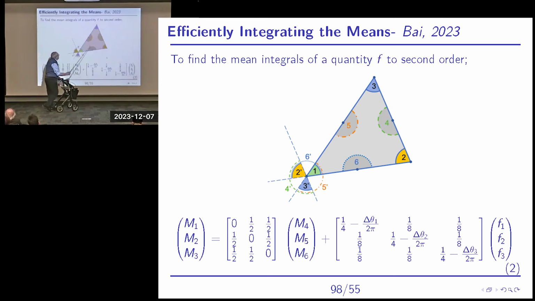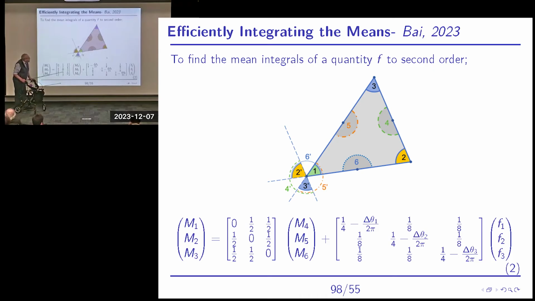Yifan Bai looked at these 6 integrals that have to be evaluated inside the computer, and she found they were not all independent. And in fact, if we label the means 1, 2, 3 associated with the vertices and the means 4, 5, 6 associated with the edges, there is this matrix equation which connects them. So you only have to work out half of them. And of course, you begin by calculating the easy ones, which are the ones at the edge. And so you reduce the cost, again, quite considerably.